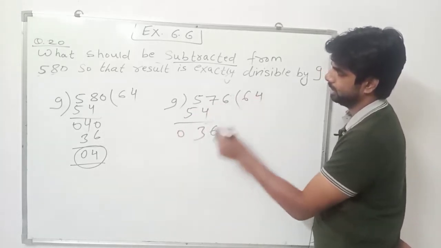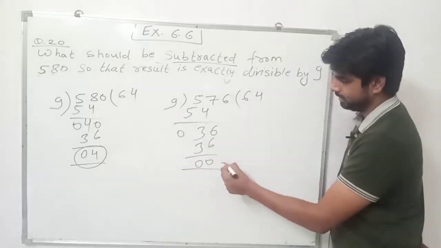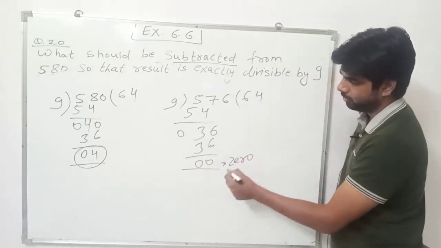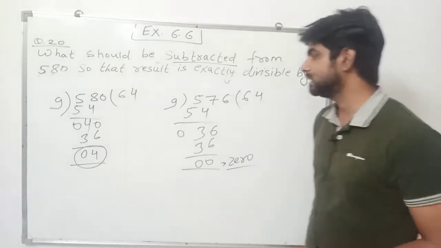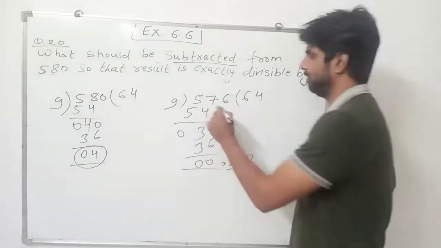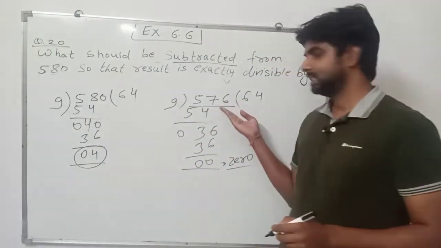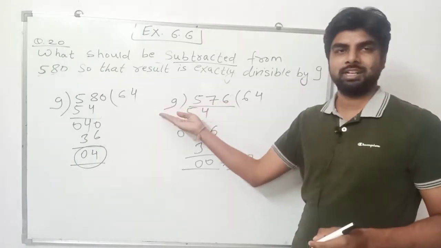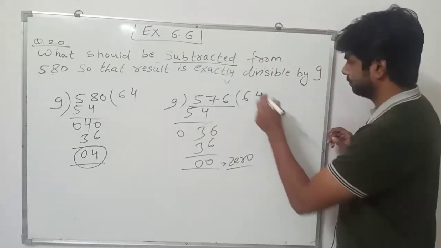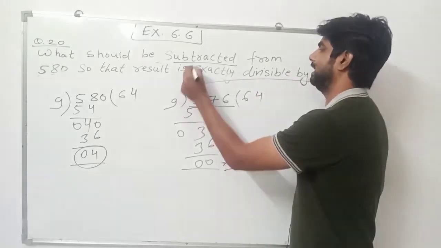So 9 4s are 36. What is the remainder? Now the remainder is 0. What it means? We have subtracted some number from 580 and we get 576, and if we divide this 576 by 9, we get 0 as remainder, which means that number is exactly divisible by 9.